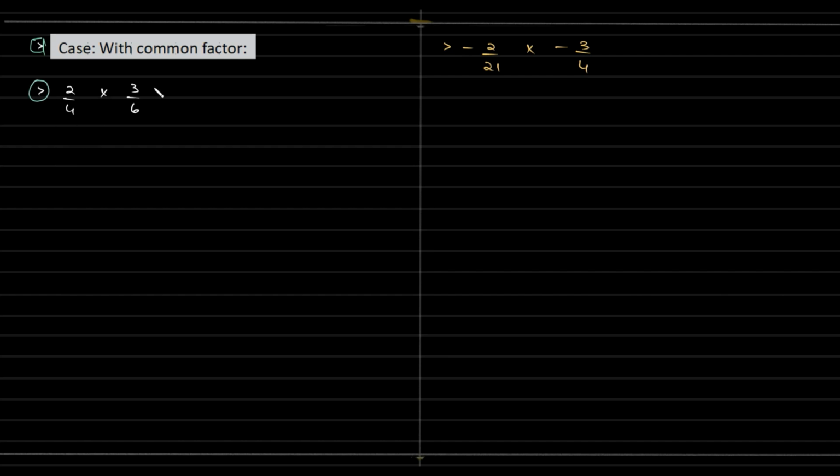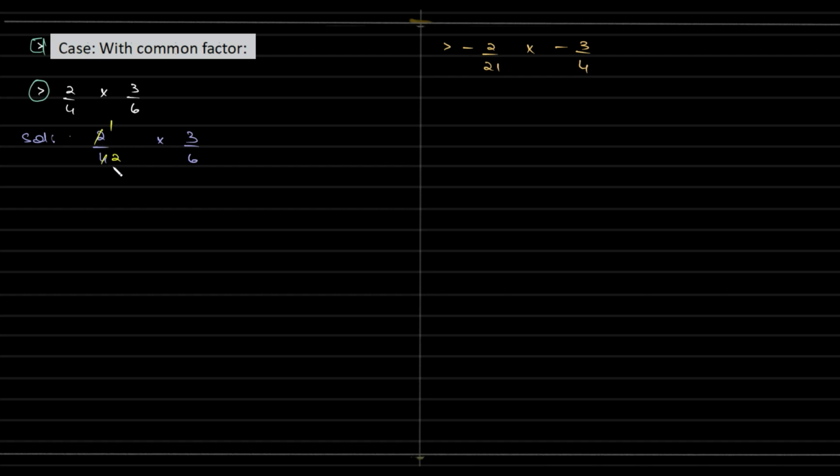So we'll start off with 2 by 4 and 3 by 6. For 2 by 4 we have the HCF to be 2. So let me write the question first: 2 by 4 into 3 by 6. We have 2 as the HCF for the first fraction, so we'll divide both the numerator and denominator by 2.